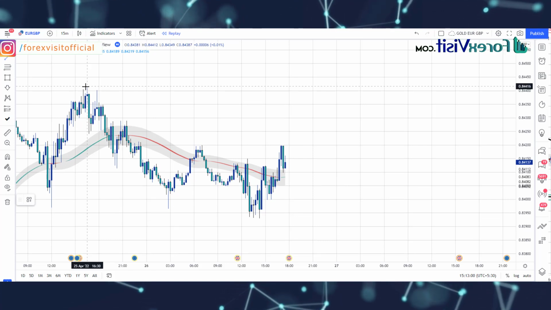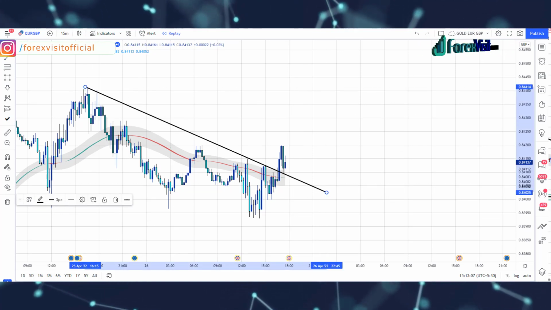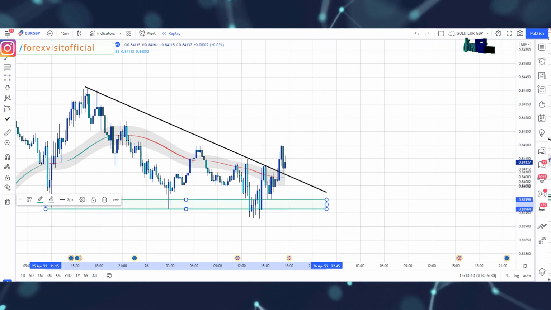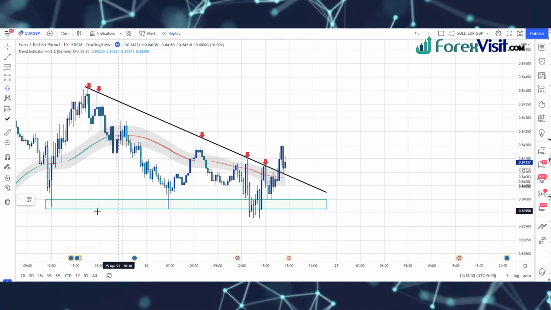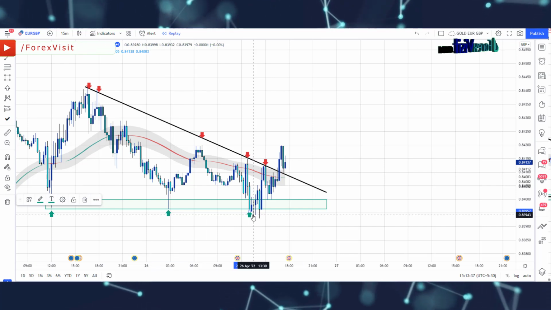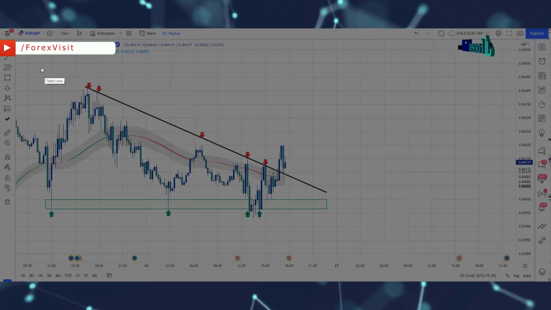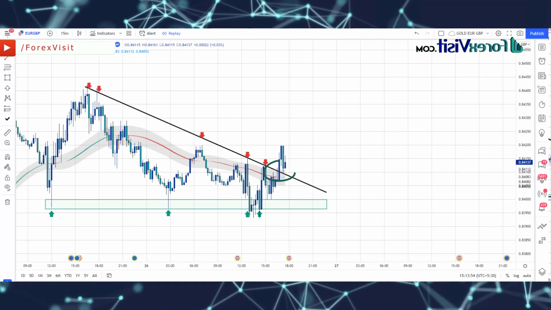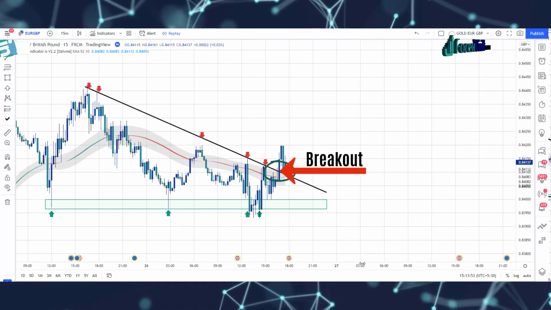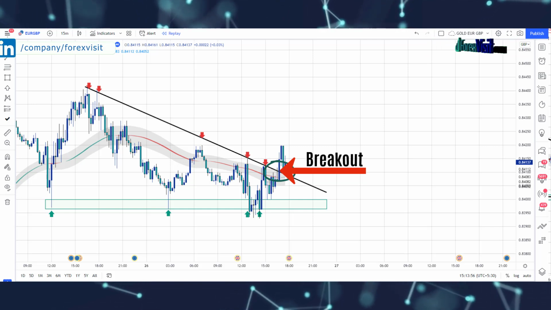We will draw trend line, understand the market movement. Market is following trend line and makes a descending triangle pattern. Here you will see that candle breaks trend line and zone area above direction.